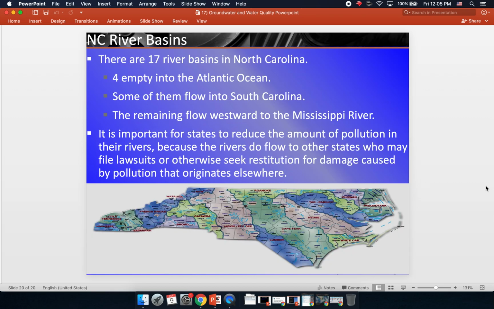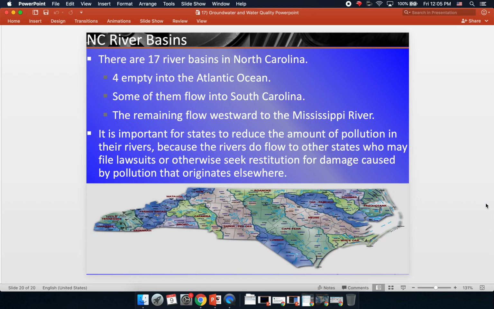All right, in North Carolina, there are 17 river basins, 4 of which empty into the Atlantic Ocean. Some flow down into South Carolina, and the remaining flow westward to the Mississippi River. Now, this is important to note: if you notice about our rivers in North Carolina, a lot of them come from up north. They flow into North Carolina from Virginia and Tennessee and elsewhere.